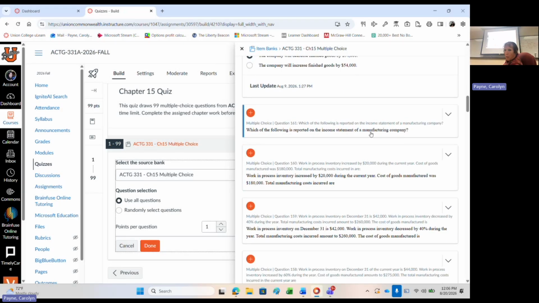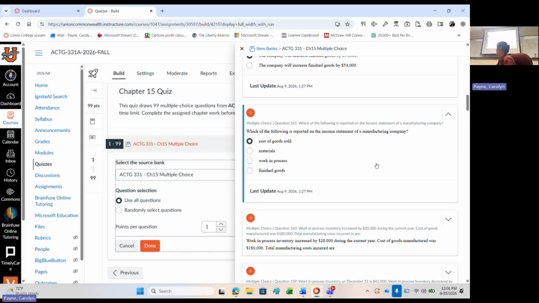All right, let's see, which of the following is reported on the income statement of a manufacturing company? Of course, unfortunately, it's going to give us the answer. Why is that true? I figured because it's an income statement, the cost of your goods sold would be on there. What type of account is cost of goods sold is the question.